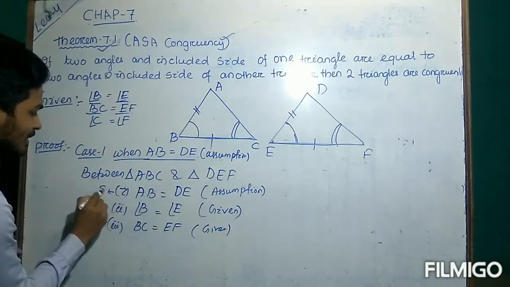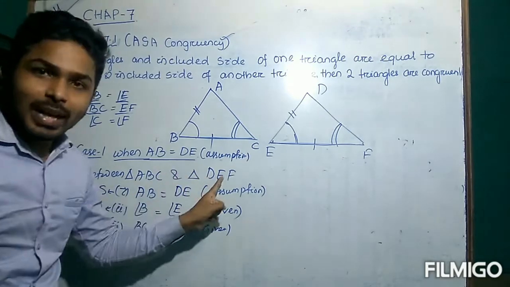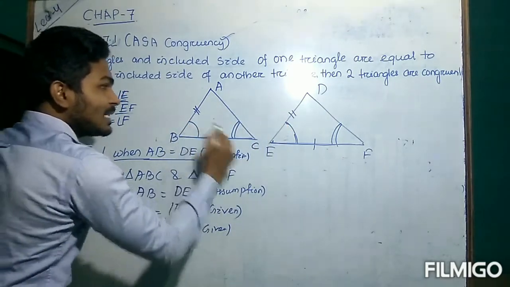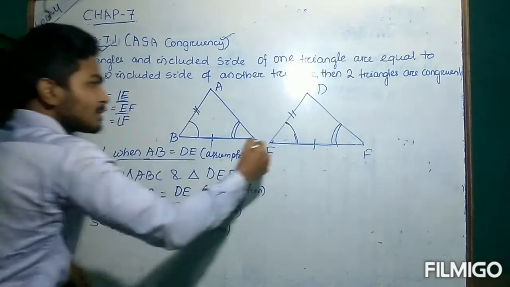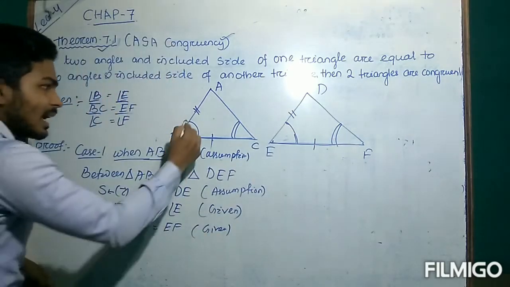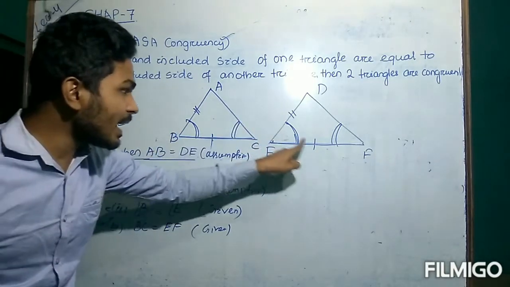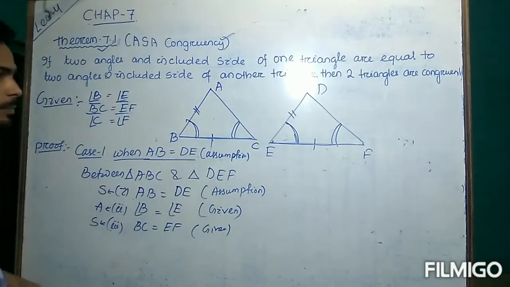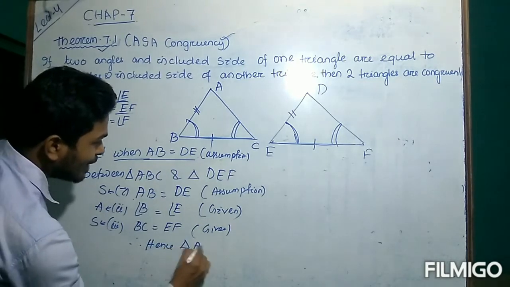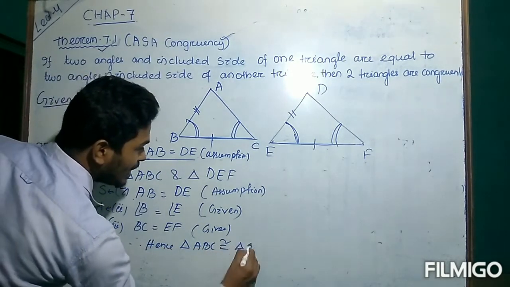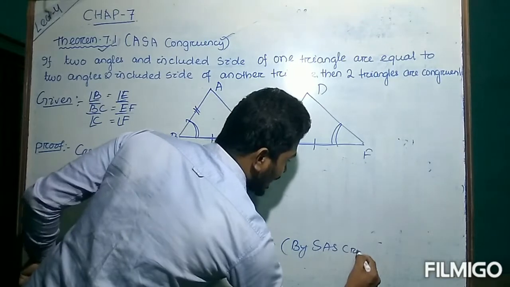So this stands for side, this stands for angle, this stands for side. In between these two triangles, these two sides are equal to these two sides: AB and DE, and BC and EF. And this angle is equal to this angle. Hence, through SAS criteria, these two triangles will be congruent. Hence, triangle ABC is congruent to triangle DEF by SAS criteria.